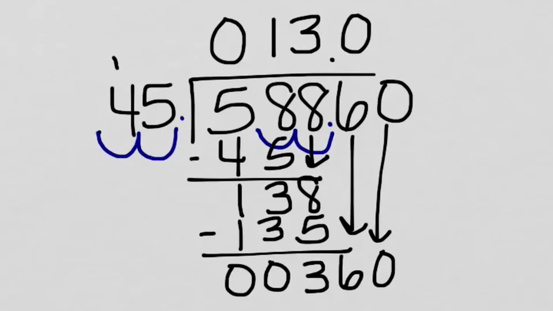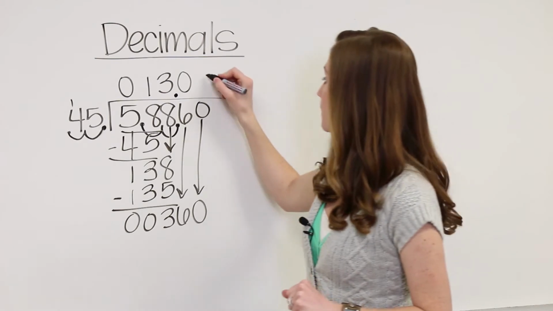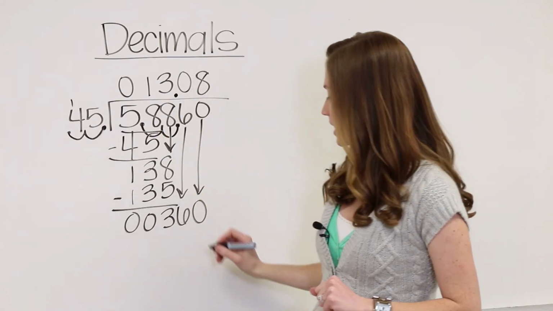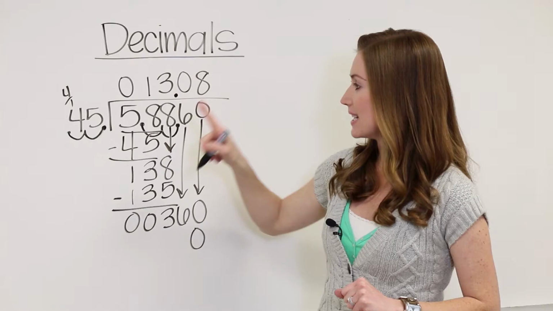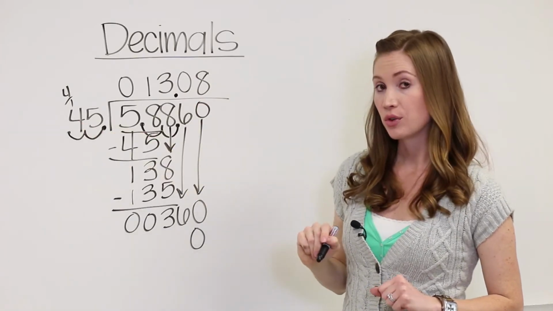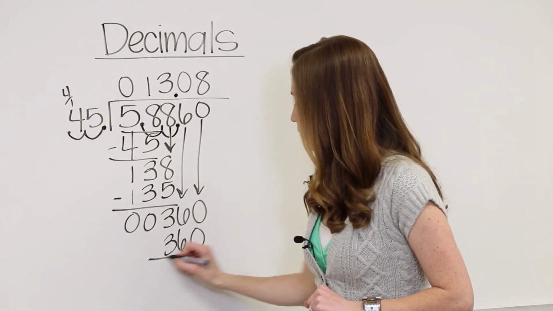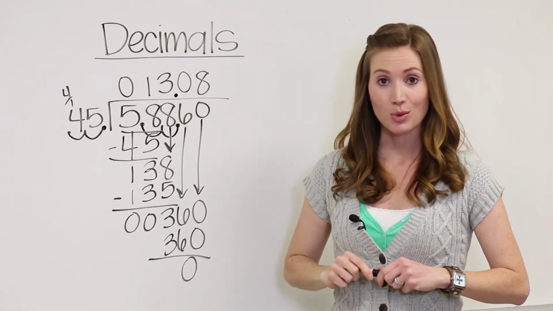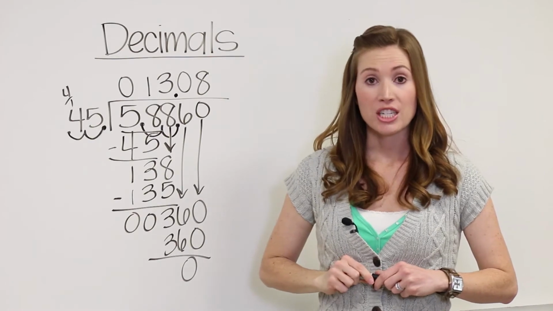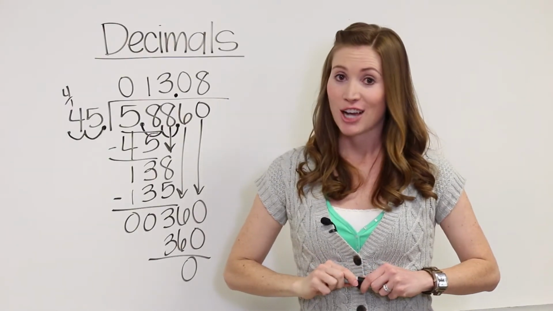And how many times can 45 go into 360? 8 times. 8 times 5 is 40. We write the 0, carry the 4. 8 times 4 is 32, plus 4 is 36. When we subtract, we get 0. So there's nothing remaining. That means we're done. Let's read our final quotient together. 13 and 8 hundredths.